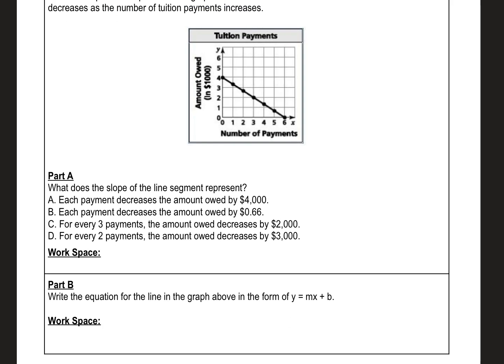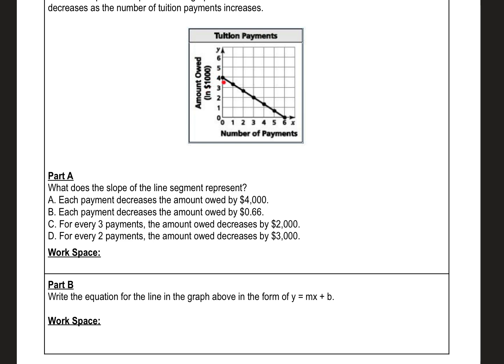So, what does the slope represent? Is it each payment decreases the amount owed by $4,000? Each payment decreases the amount owed by 66 cents. For every 3 payments, the amount owed decreases by $2,000. Or for every 2 payments, the amount owed decreases by $3,000. So let's look at this. The amount owed is shown in thousands of dollars.